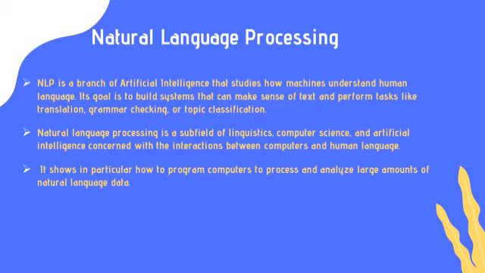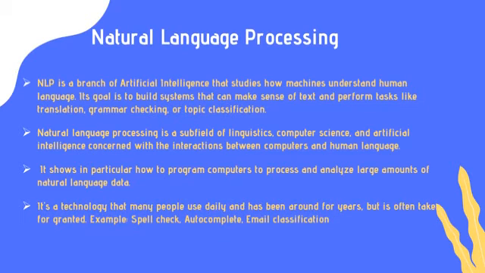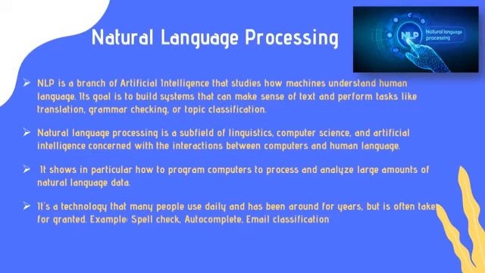Natural language processing is a subfield of linguistics, computer science, and artificial intelligence concerned with the interactions between computers and human language. It shows in particular how to program computers to process and analyze large amounts of natural language data. It's a technology that many people use daily, has been around for years, but is often taken for granted. Examples: spell check, autocomplete, email classification.